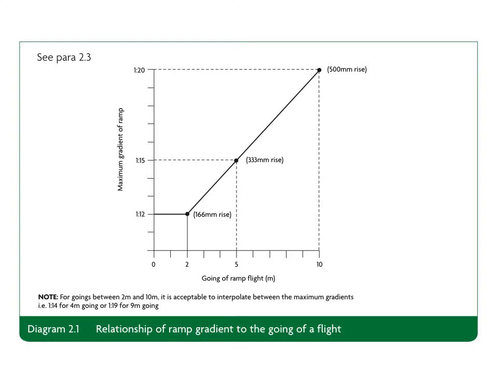So, for example, a typical floor-to-floor height, say of 3 meters, requires a minimum length of ramp of 36 meters at 1 in 12. So that's 36 meters. That's a long, long way.